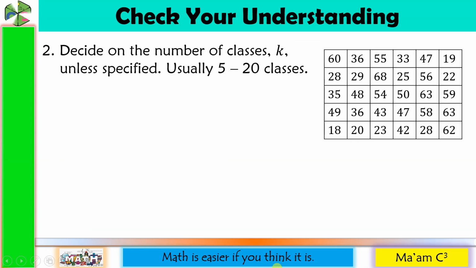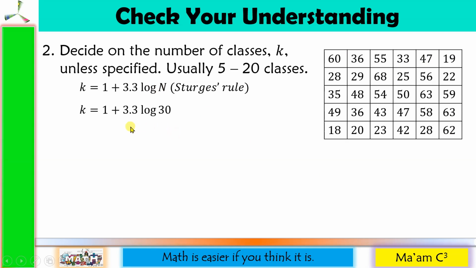Step 2, let us decide on the number of classes. This time, I'm going to use the Sturges rule. Let us count the number of observations. We have 1, 2, 3, 4, 5, 6. How many rows? 1, 2, 3, 4, 5. So 6 times 5 is equal to 30. So our N is equal to 30. Let us compute this in a calculator and this will give us 5.87. Round off, this is equal to 6.